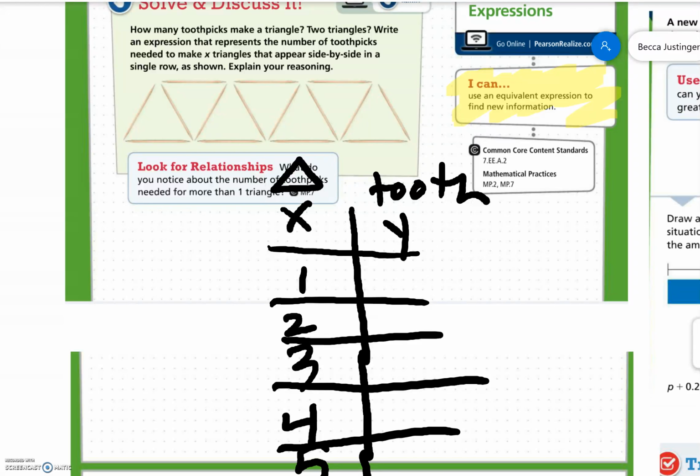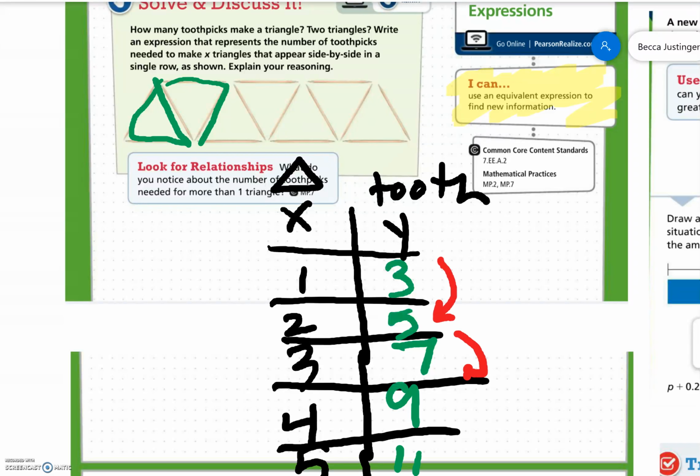Okay, hopefully you found to make 1 triangle, we only need 3 toothpicks. Then to make the second triangle, we only have to add on 2 more. So that's 5, then 7, 9, and 11. I hope someone found the pattern. What is happening each time? We're increasing by 2. That is our slope. That is our rate of change.